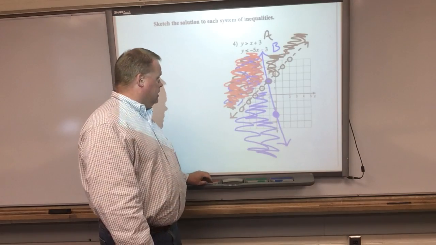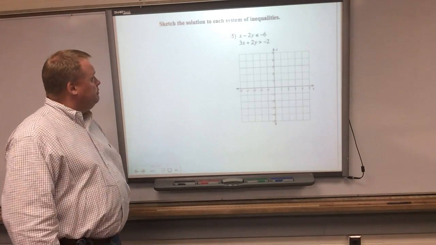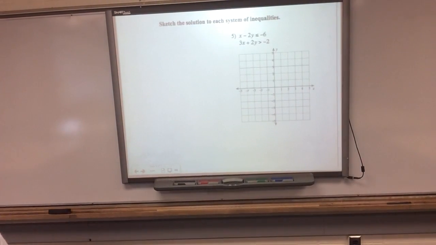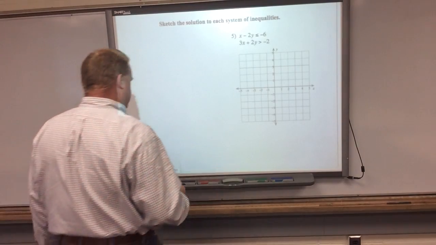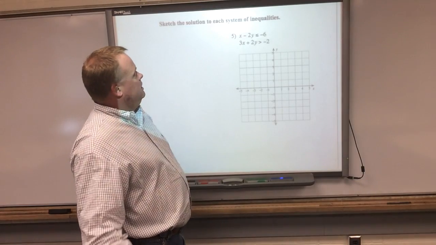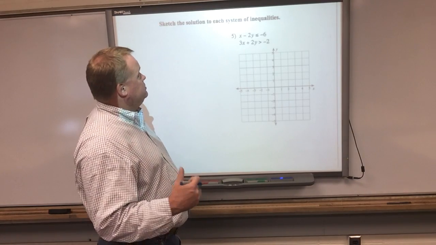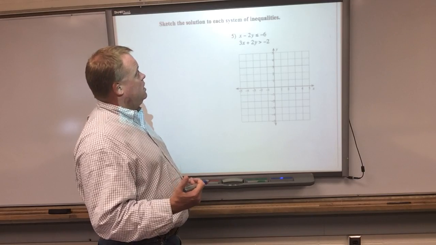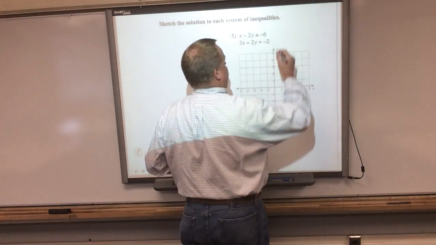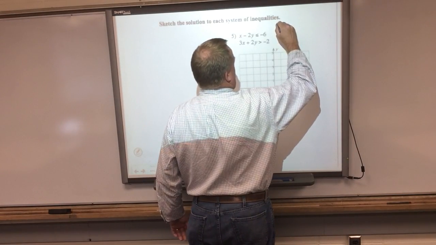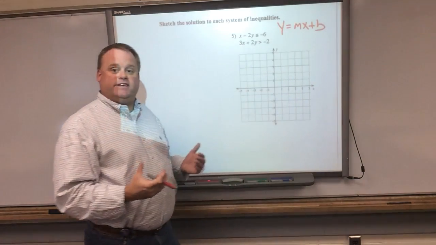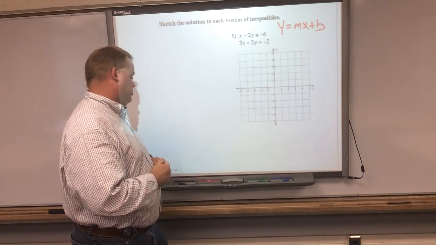All right, let's move on. Let's make it a little bit more difficult because it's in standard form right now. And in standard form, we need to move it into y equals mx plus b. The way it's currently written: x minus 2y less than or equal to negative 6, and 3x plus 2y is greater than negative 2. Now remember, I need to write it in slope-intercept form, which is y equals mx plus b. I need it in this form and out of standard form to be able to graph it.